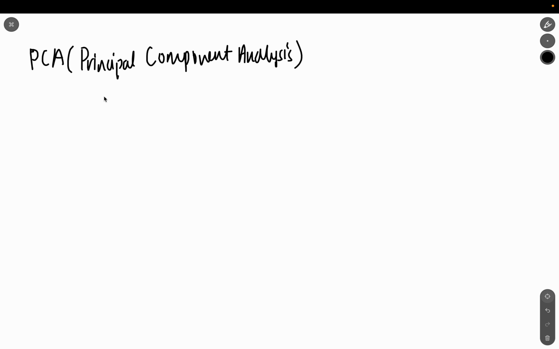Principal component analysis. Okay, so what's the idea here? With principal component analysis, this is a dimensionality reduction technique. Okay, what does that mean? It means we reduce the dimensionality of our data. And you may say, how can you do that?